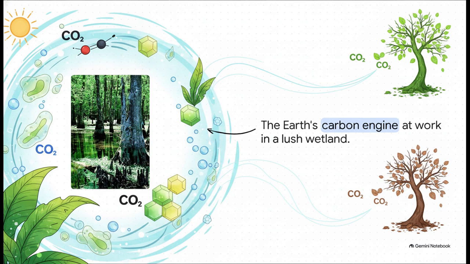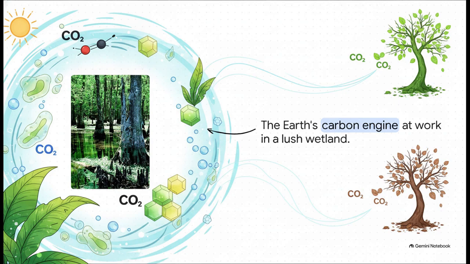At this macro level, it's a beautifully simple equation. Carbon dioxide plus water plus solar energy equals sugar and oxygen. Then when those plants decay or burn or just get eaten by something, the exact reverse happens. Oxygen combines with that sugar to release water, carbon dioxide, and energy right back into the system.